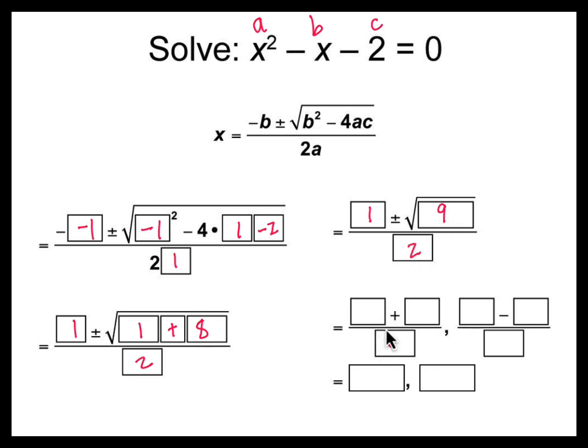Now we can start finding the roots. Here we get 1 plus 3 divided by 2, and here we get 1 minus 3 divided by 2. Simplifying this expression, we get 4 divided by 2, which is 2, and 1 minus 3, which is -2, divided by 2, is -1. And these are the roots of this quadratic equation.